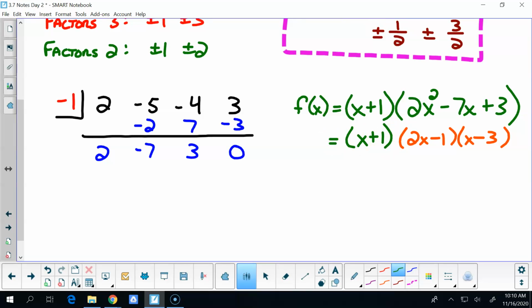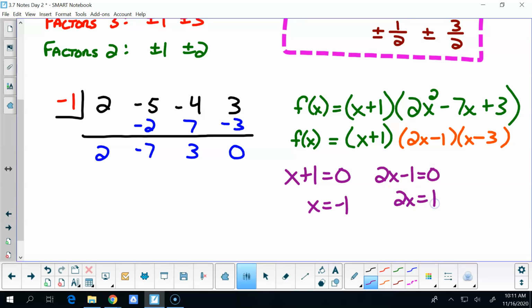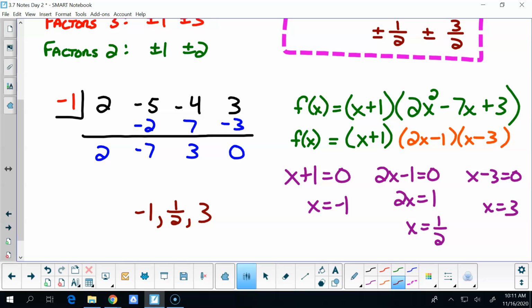So that would be fully factored form right there. And then x plus 1 equals 0 gives us that x equals -1 that you guys found before. 2x minus 1 equals 0, so 2x equals 1. So x equals 1/2 would have been another one. X minus 3 equals 0 is x equals 3. So the other half of the answer would be -1, 1/2, and positive 3.